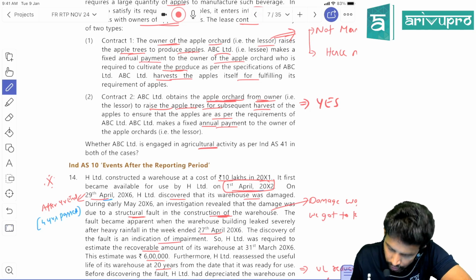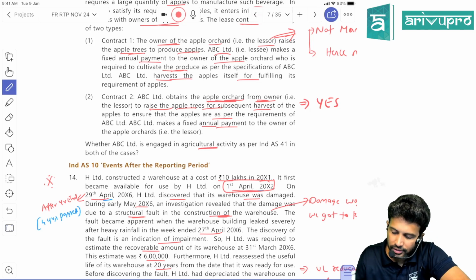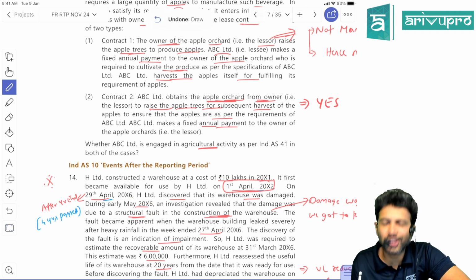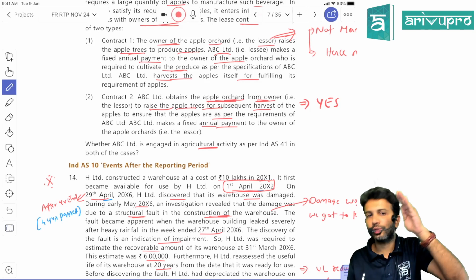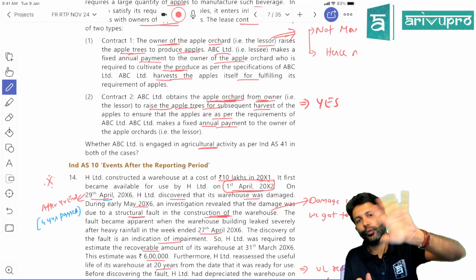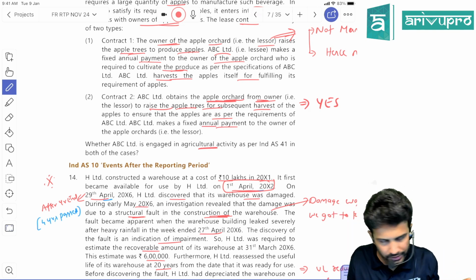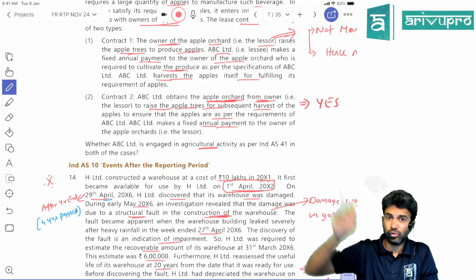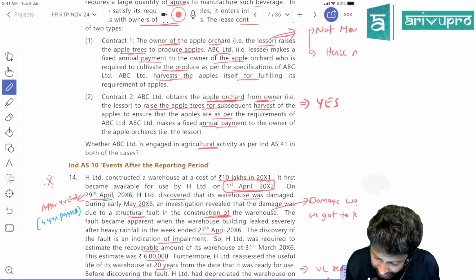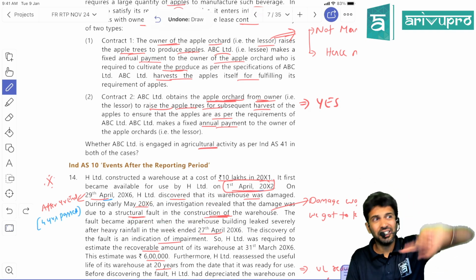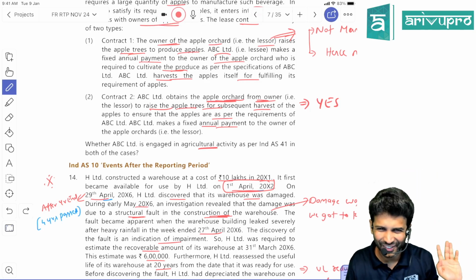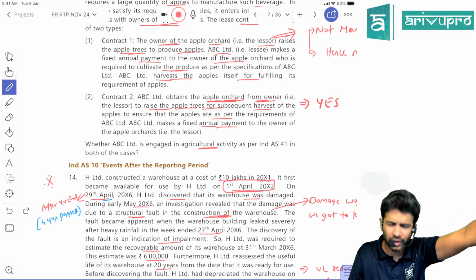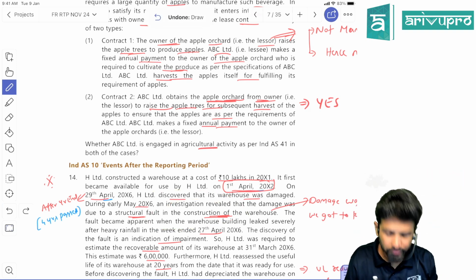Why? We'll see. In early May 20X6, an investigation revealed that the damage was due to a structural fault in the construction of the warehouse. We got to know about the damage 4 years later, in the 5th year. And what is the reason for this damage? At the time we constructed, there was a fault in the structure itself, meaning we had done a faulty construction. We have not constructed properly. The base is not strong, or we used incorrect materials or whatever. So at the time of construction itself, we had made some mistake.